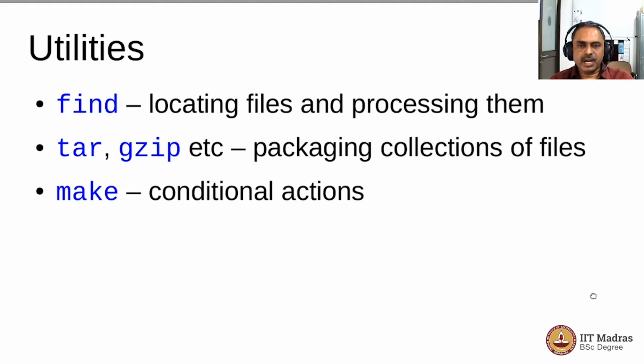tar and gzip are tools which are useful for packaging collections of files, and make is a utility to have conditional actions performed. Actually, make is meant for conditional compilation of source codes, but it's a very generic tool, so it need not be limited to compilation of source codes like C or C++ or Fortran, but actually to do any other action also. So you can think of it as yet another way of writing a script that would work on the command prompt.